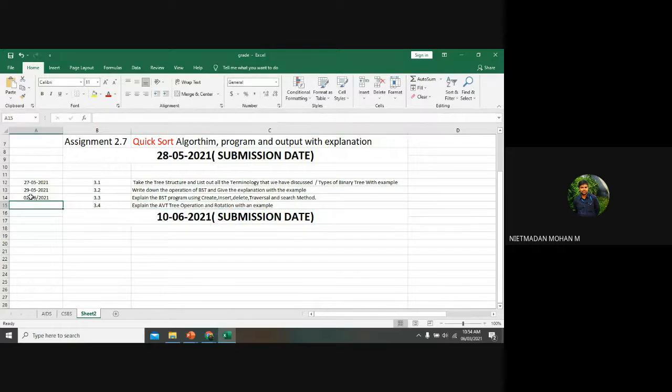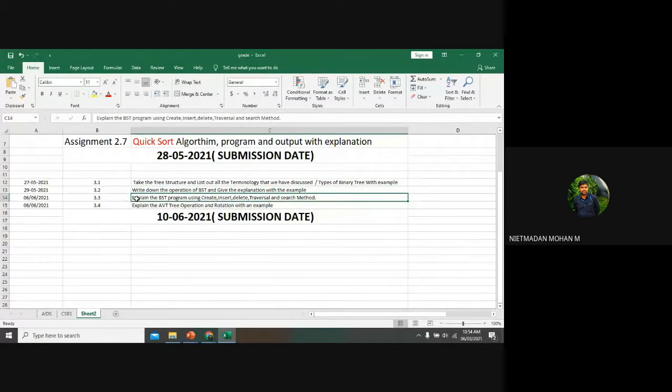So this is your assignment 2.3 and 2.4. First, explain the tree structure, list out all the terminologies and types of binary tree with an example, and write down the operations of BST and give the explanation with an example. That is the second assignment I have given. And the third assignment, 3.3, is to explain the BST program using create, search, insert, delete and traversal methods. What I have given is an example, so take different types of examples and explain how the program works.